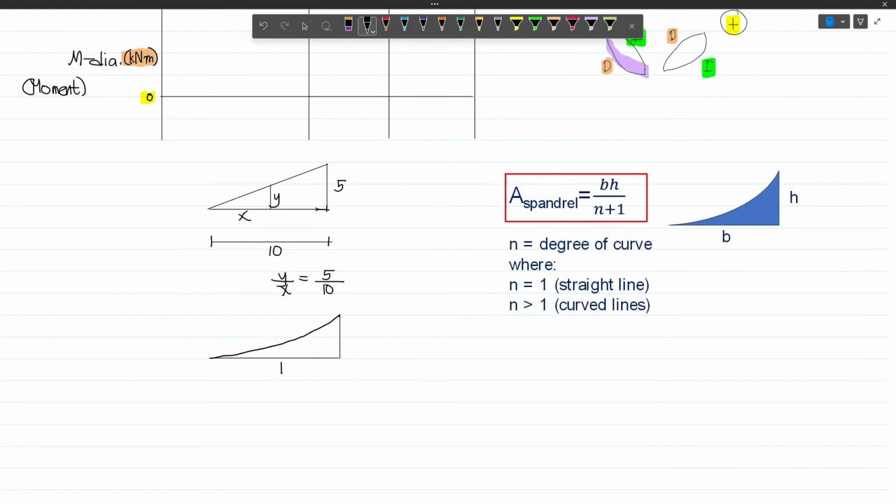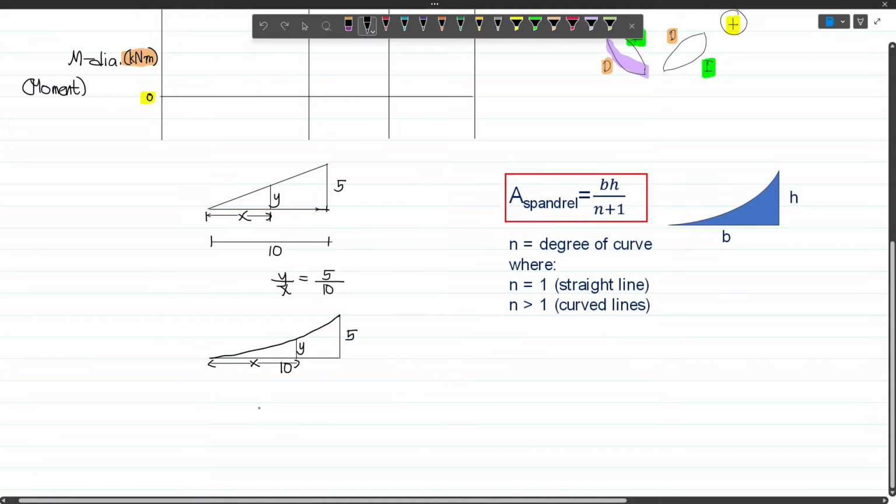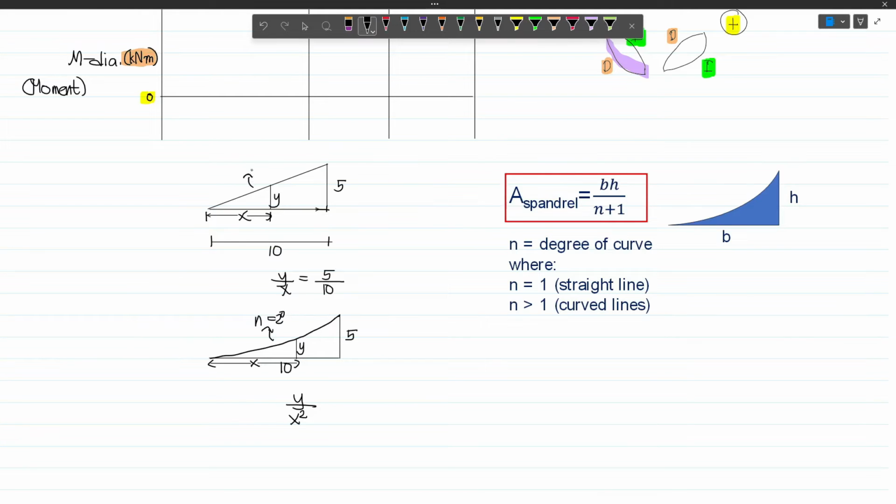Let's say this is 10, and this is 5, and then this is y, and this is x. From here, patungo dito, our ratio and proportion will be y over x squared, because yung degree nito is 2 degrees. And then dito, it's just only 1 degree. Kaya this is only x.